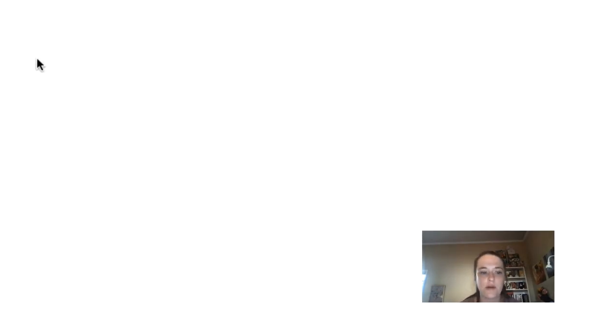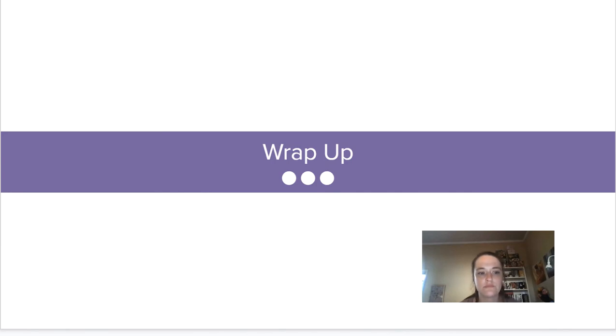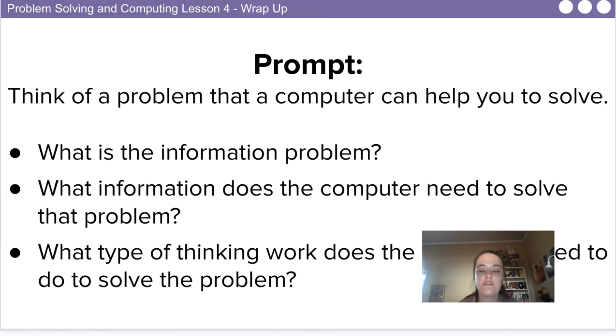this is our wrap up for this lesson. Think of a problem that a computer can help you solve. What is the information problem? What information does the computer need to solve the problem? What type of thinking work does the computer need to do to solve the problem? Think about those, answer them in your journal.